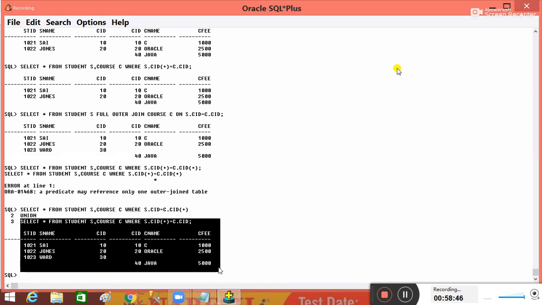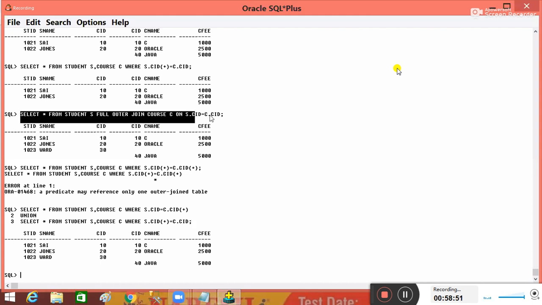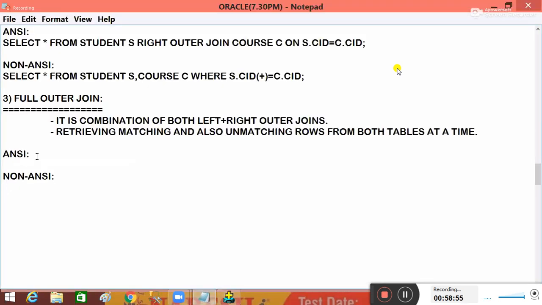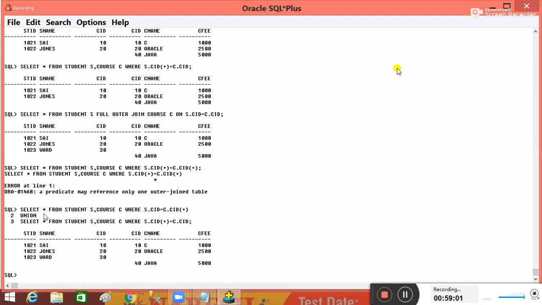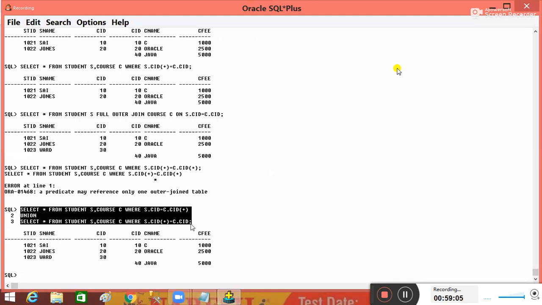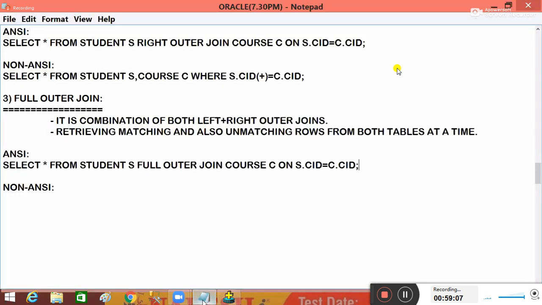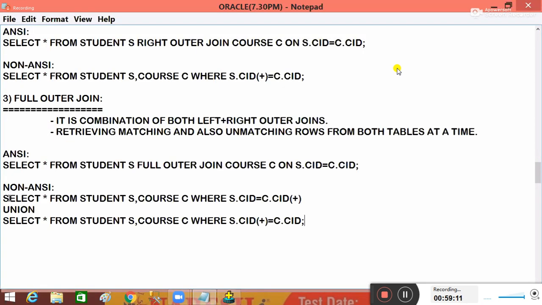So in ANSI format we have a direct join key, so we can directly write in ANSI style. But in non-ANSI style, we can't write it directly. So we need the help of some set operator. We want to take the help of set operators to write non-ANSI for outer join.